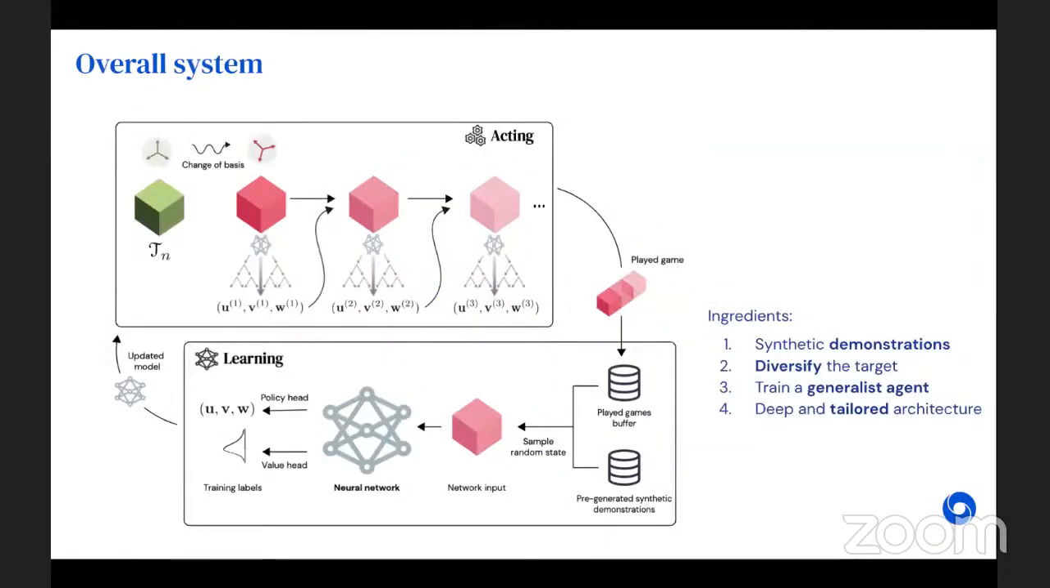Okay, so now, as I said, vanilla AlphaZero applied to this problem won't work, because as I said, the action space is huge and so on. So what I'll be trying to talk about is essentially four important ingredients that you need to add in order to make this work, right?